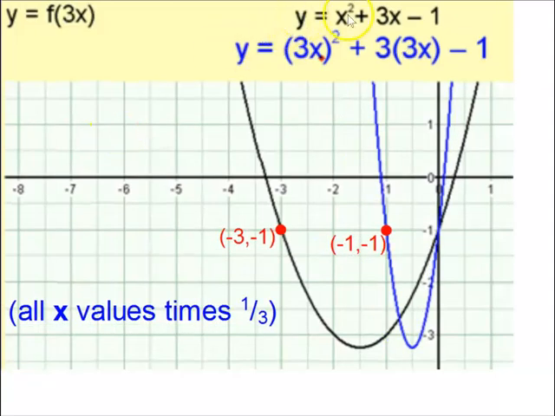So again, we have y is equal to x squared plus 3x minus 1. So that's our black curve, our original curve. And our blue curve is y is equal to 3x squared plus 3 times 3x minus 1. So 3 has been stuck onto the x on the inside of the brackets. So the rule is all the x values are times by a third. So the original x value was minus 3, and minus 3 multiplied by a third is minus 1. Notice again that the y values don't change.